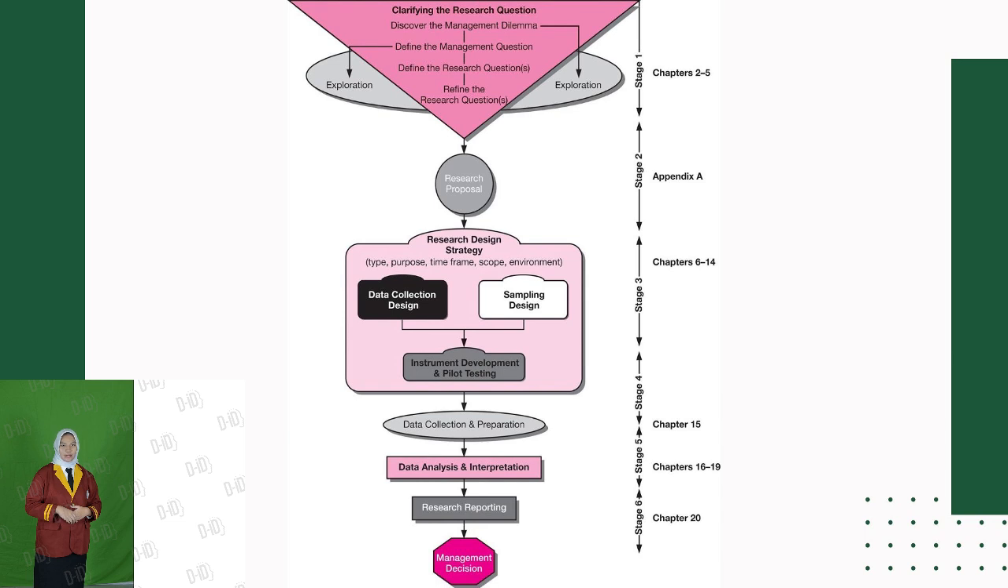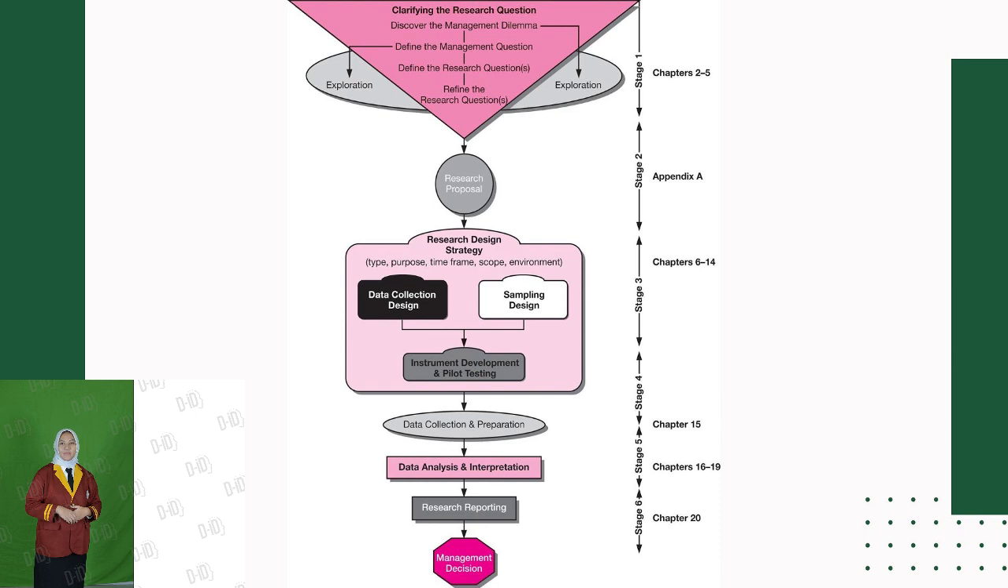Stage 4, Data Collection and Preparation. The next stage is data collection. Researchers start distributing questionnaires, conducting interviews, or recording observation results. After the data is collected, data cleaning and preparation are carried out, such as deleting incomplete data, coding open-ended answers, and preparing files for further analysis.